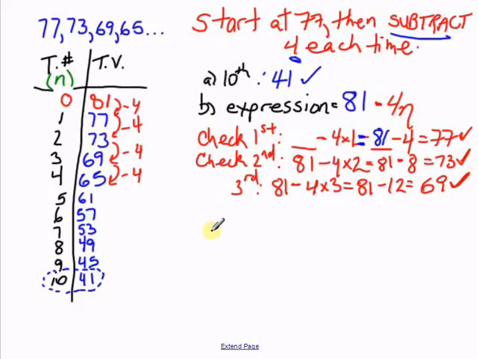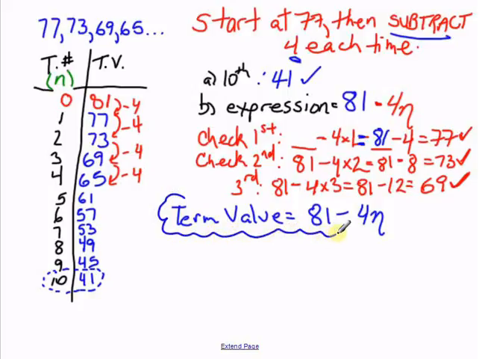I can calculate any term value that I want to by taking 81 and subtracting 4 times the term number n. Here we go. There's our expression. Awesome. This is the trickier version because of how to set up the expression in the first place. Okay, so hopefully I did a good job explaining that.